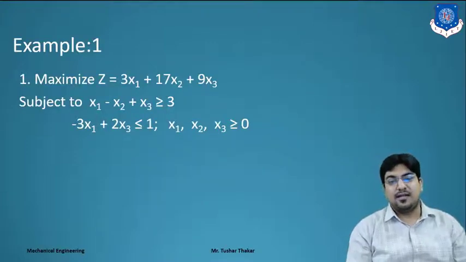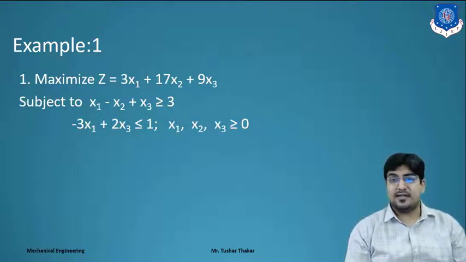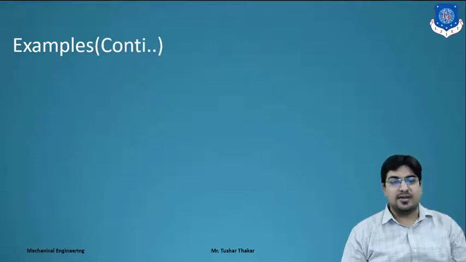Here one example is given: maximize z = 3x1 + 17x2 + 9x3 subject to x1 - x2 + x3 ≥ 3, -3x1 + 2x3 ≤ 1. Here x1, x2 and x3 are non-negative, that is, greater than or equal to 0. We have to convert that problem into its dual. Since this is a maximization problem, the dual objective function will be a minimization problem, right? So let's start converting from primal to dual.